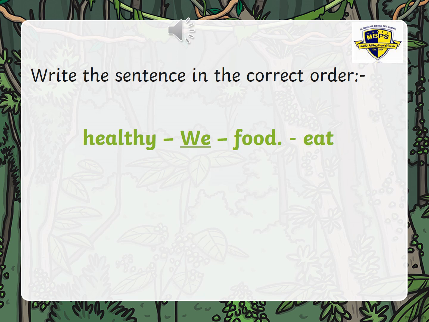Then where's the verb? Where is the verb? Doing word. Where is the verb? The verb, what we do. What do we do? Something, healthy food. Think. Write it. Come on, I'll give you 2 minutes. I'll count to 10. 1, 2, 3, 4, 5.